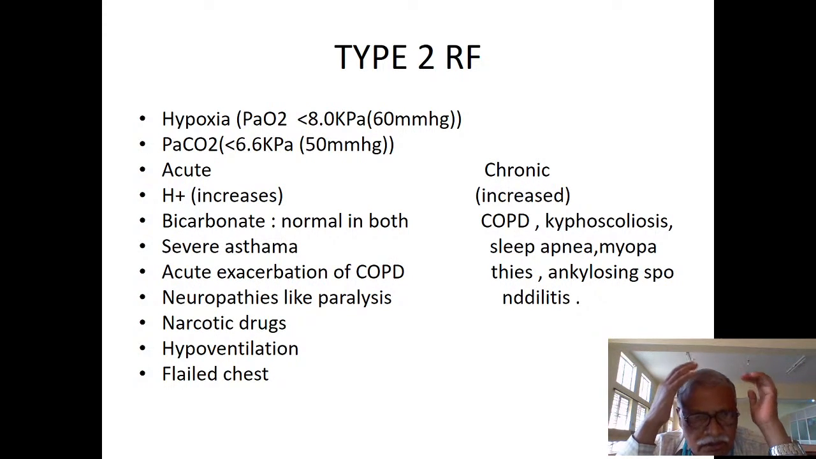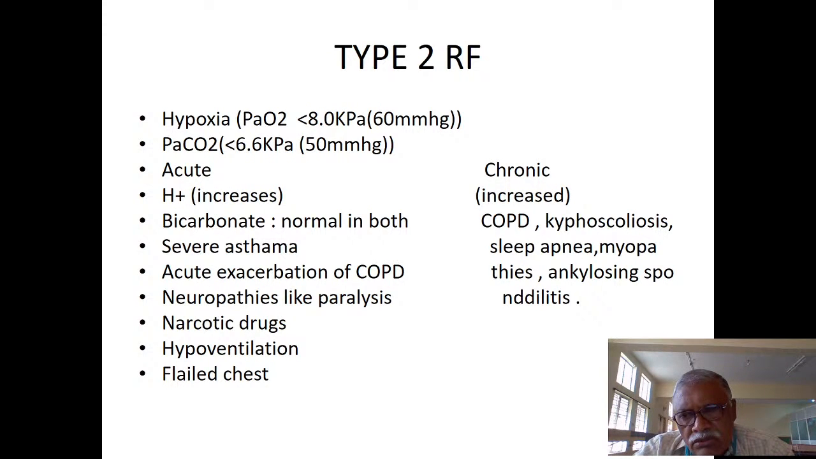Other causes include neuropathies like paralysis, neuromuscular junction disorders, Guillain-Barré syndrome, neuromuscular dystrophies, muscular dystrophies, especially limb girdle type, narcotic drugs, hypoventilation, and flail chest due to chest trauma.